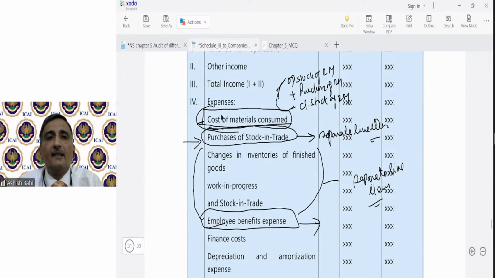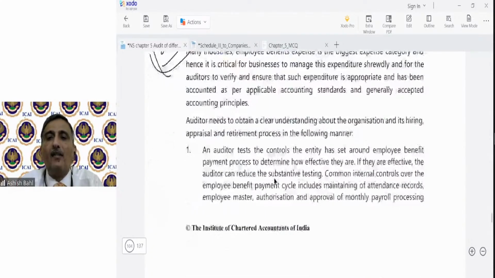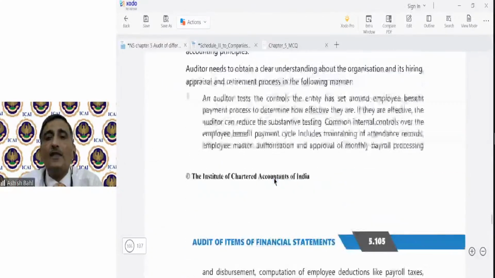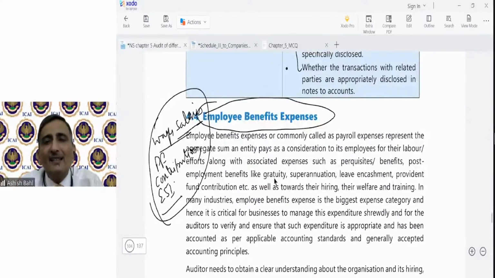So it contains all expenditure of the company which form part of the employee cost. Like any benefits given, any perquisites, salary, wages, any sort of incentives, PF contributions. So all these things form part of employee benefit expenses. So obviously, how the auditor is going to verify this? So we will discuss it generally. You can write it generally also.